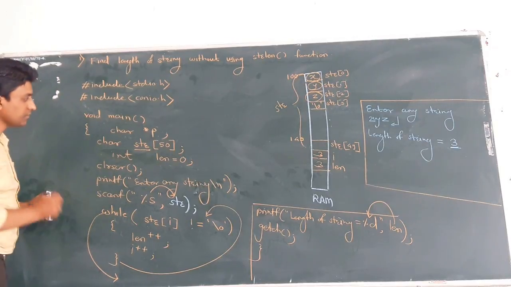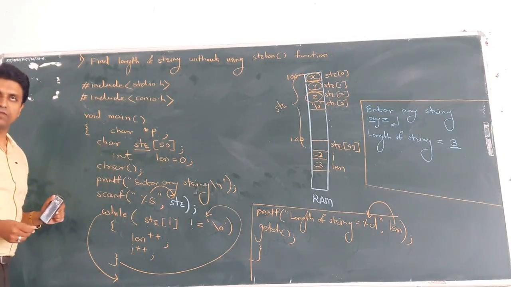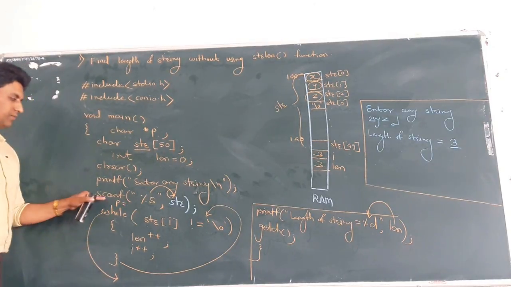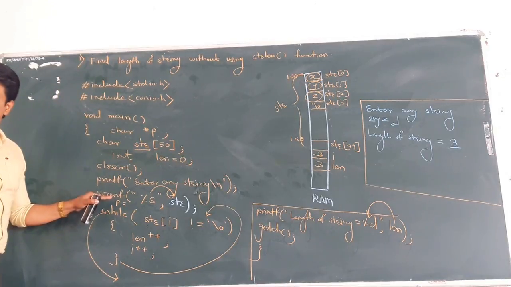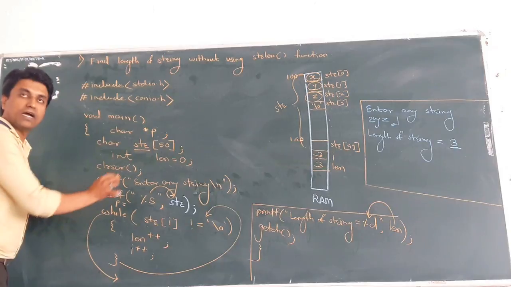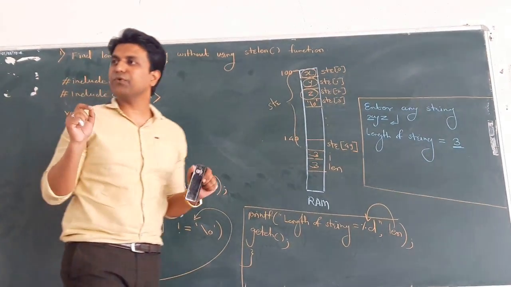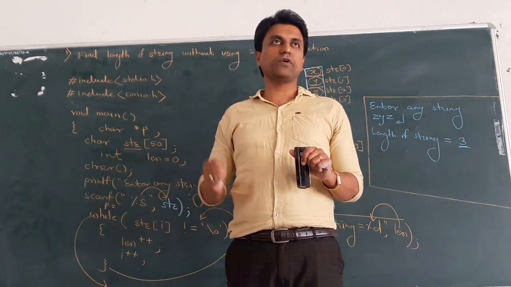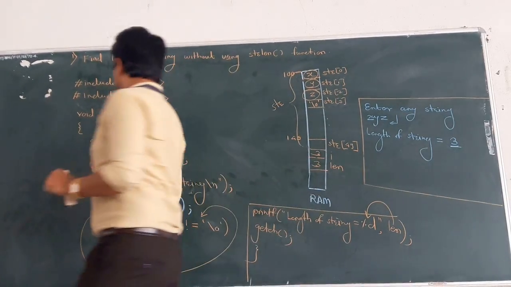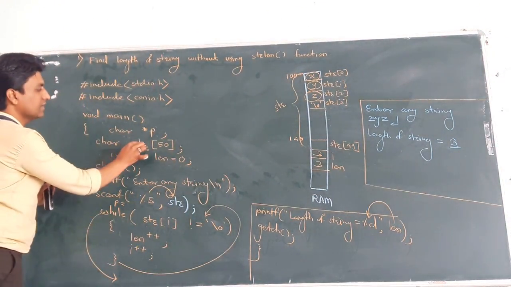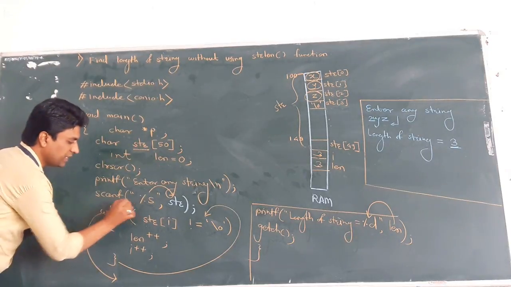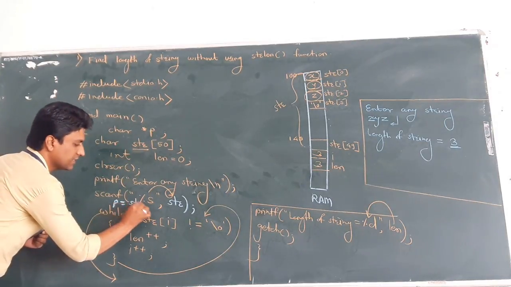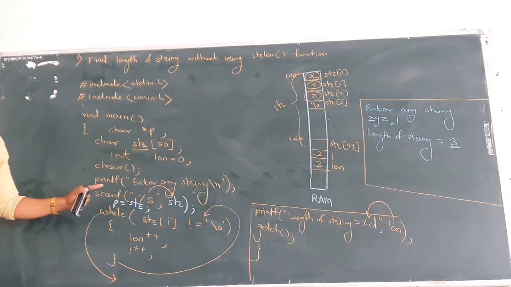So first, initialize p. After scanning the string you can use p is equal to what? Assign an address. What does a character pointer store? A character pointer stores the address of another character type variable. So assign the address of str. Just write p is equal to str.